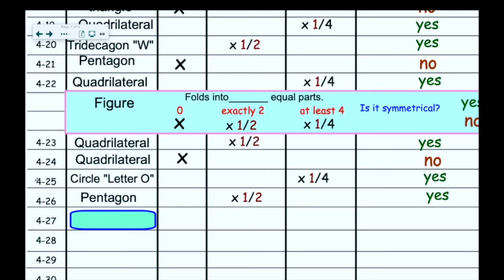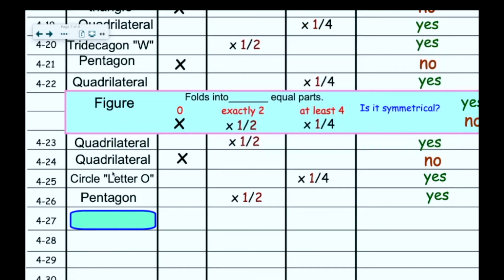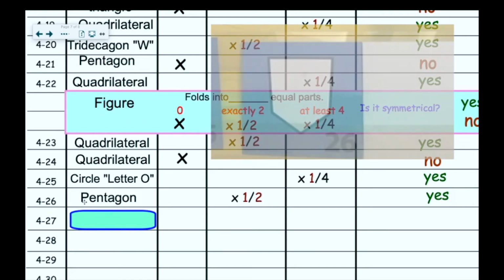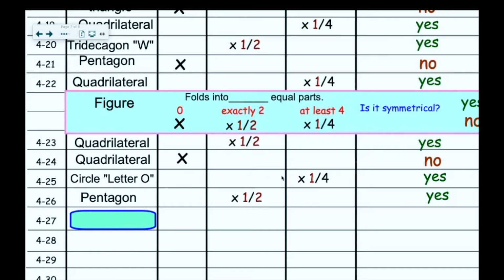Over the weekend we had 2 different shapes. So on Saturday we had the letter O, and that was a circle. And then yesterday on Sunday we had a pentagon, a 5-sided shape. And that letter O folded into 4 equal parts and it was symmetrical. And the pentagon folded into 2 equal parts and it was symmetrical.